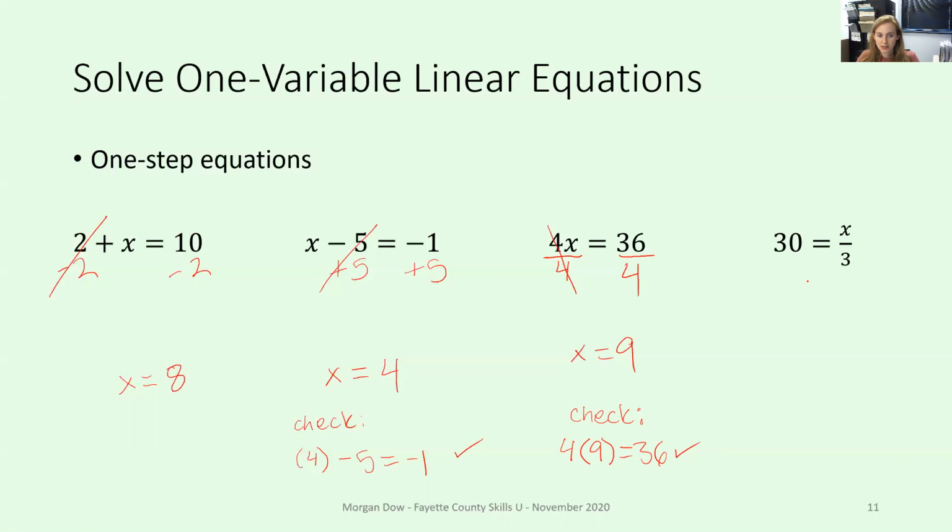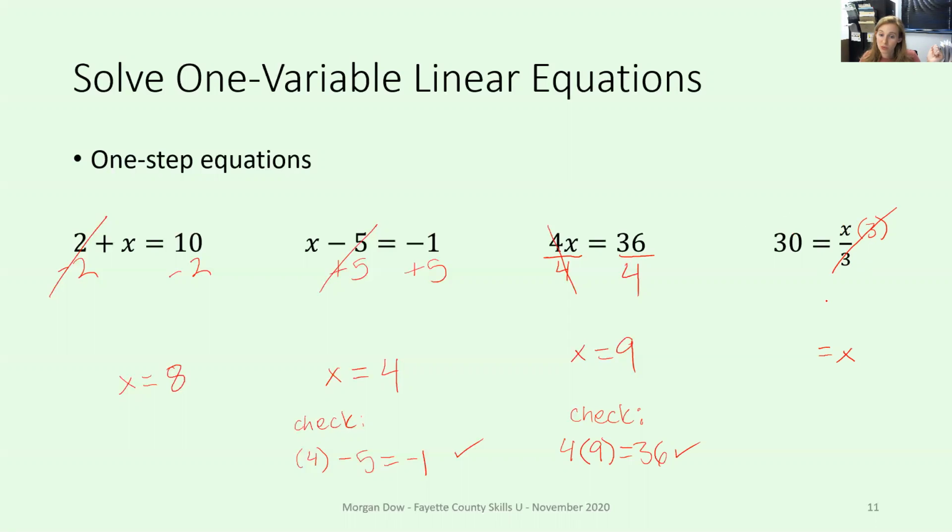All right, and then on to the last example here. We have 30 is equal to some number divided by 3. Well, when I look on the side that has the variable, so the right side has the variable in this case, it doesn't matter which side because they're equal. That variable is being divided by 3. So to get the variable by itself, I'm going to need to cancel out that division. What is the opposite of division? It's multiplication. So I'm going to take the right side of the equation and multiply it by 3.